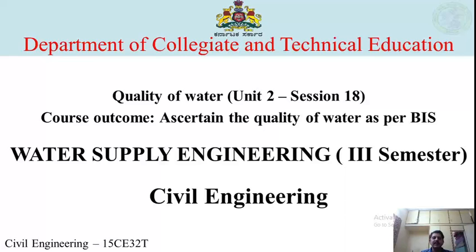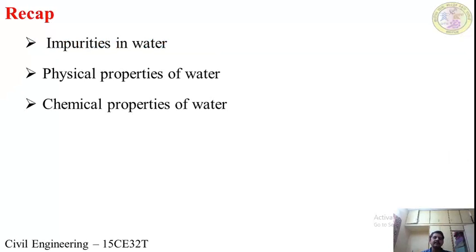This video is on Water Supply Engineering for the third semester Civil Engineering Diploma program. The objective of the course outcome is to ascertain the quality of water as per the Bureau of Indian Standards. So this is section number 18 in unit 2, quality of the water.